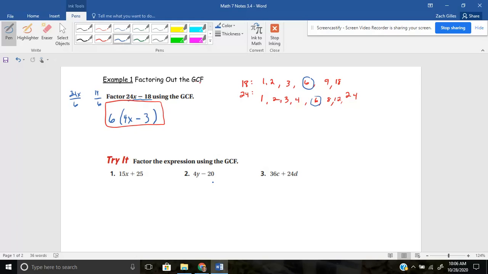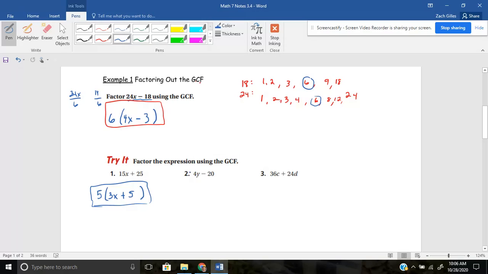All right, hopefully you got a chance to do these three. Let's see how they went for you. The greatest common factor between 15 and 25, I believe, is 5. So again, I write down my greatest common factor, then my parentheses, and ask myself, what is 15x divided by 5? 15 divided by 5 is 3x, plus 25 divided by 5 would be 5. Let's double check by distributing: 5 times 3x is 15x, plus 5 times 5 is 25. Yep, that's right.